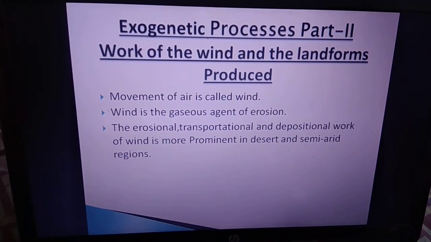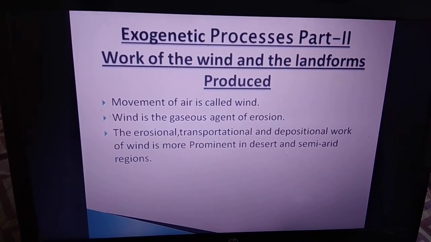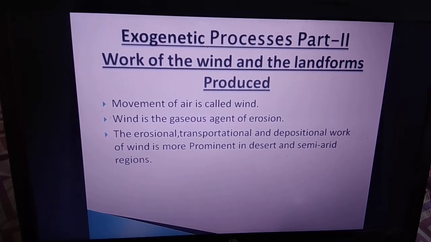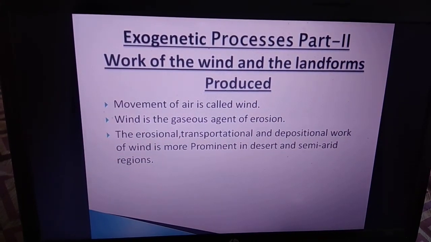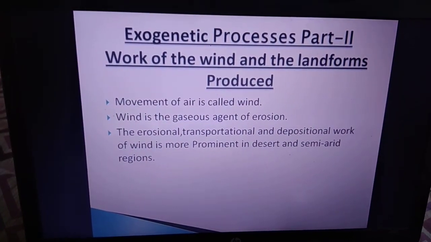First point, that is the definition of the wind: the movement of air is called the wind. Wind is a gaseous agent of erosion. Erosional, transportation, and depositional work of wind is more prominent in desert and semi-arid regions.